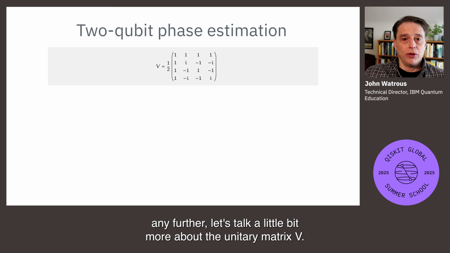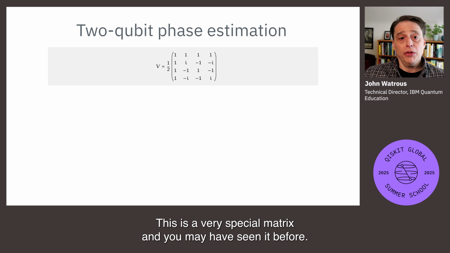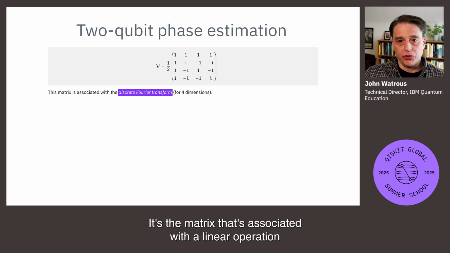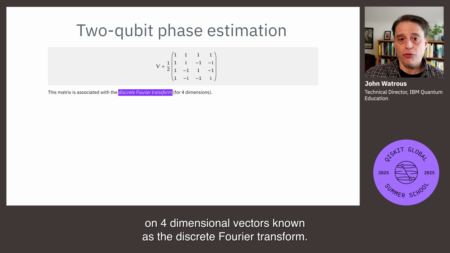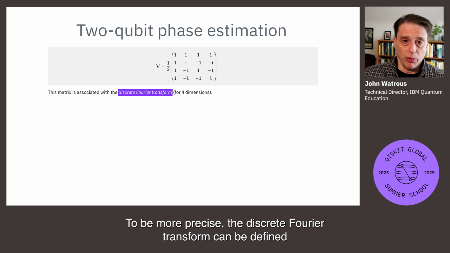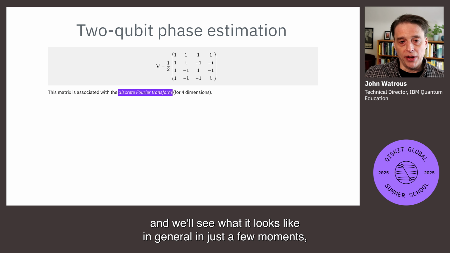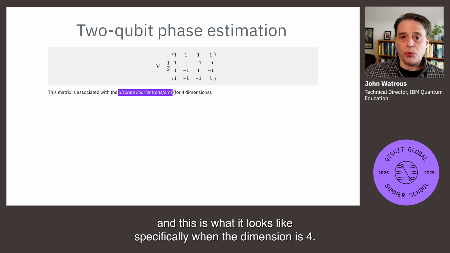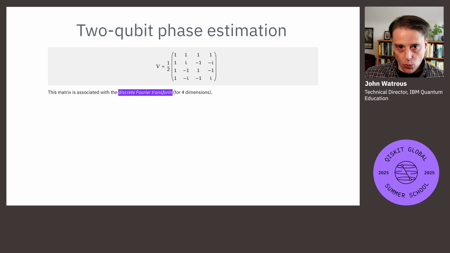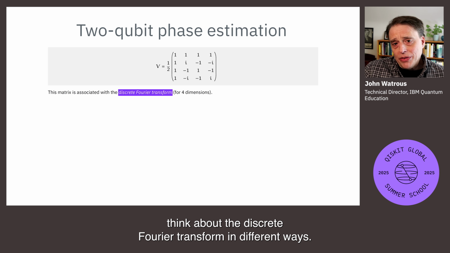Before we go any further, let's talk a little bit more about the unitary matrix V. This is a very special matrix, and you may have seen it before. It's the matrix that's associated with a linear operation on 4-dimensional vectors known as the discrete Fourier transform. To be more precise, the discrete Fourier transform can be defined for any positive integer dimension, and we'll see what it looks like in general in just a few moments, and this is what it looks like specifically when the dimension is 4.